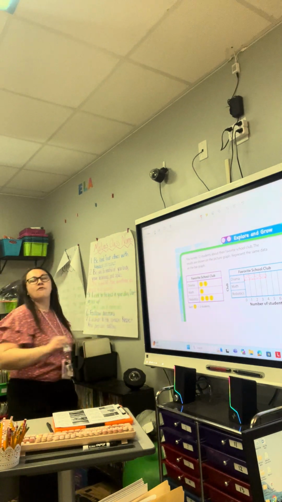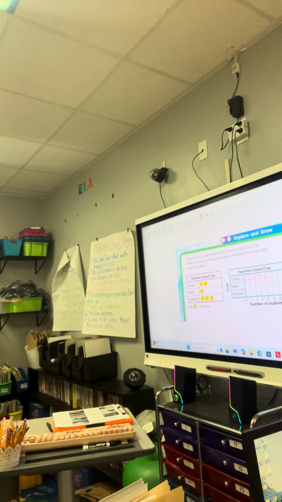4. Good. So I'm going to draw my little bar. I have 0, 1, 2, 3, 4. I'm going to draw all the way to here. There's my bar for drama, and I'm going to color mine in like that.